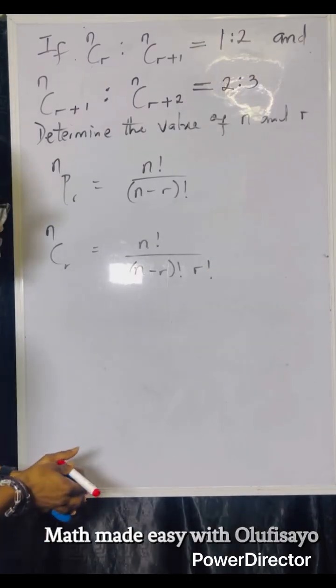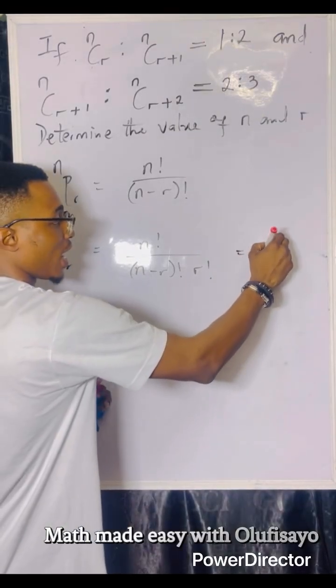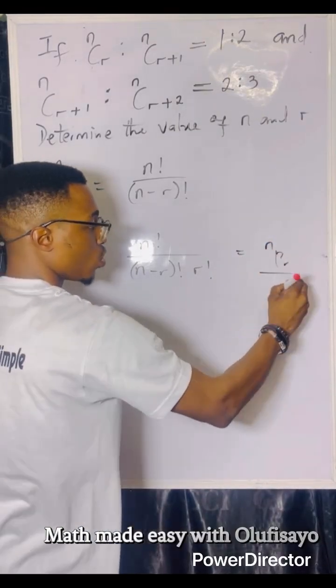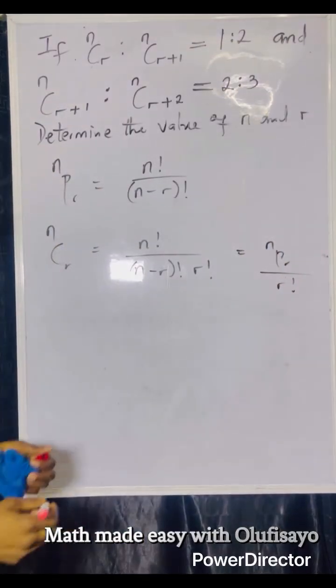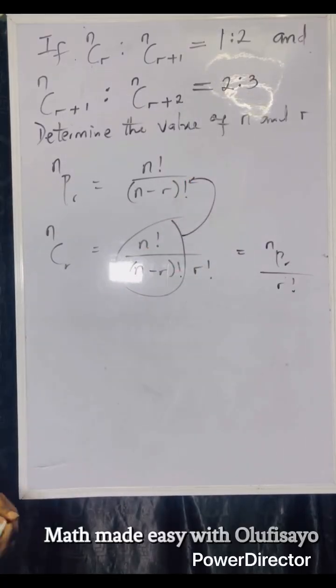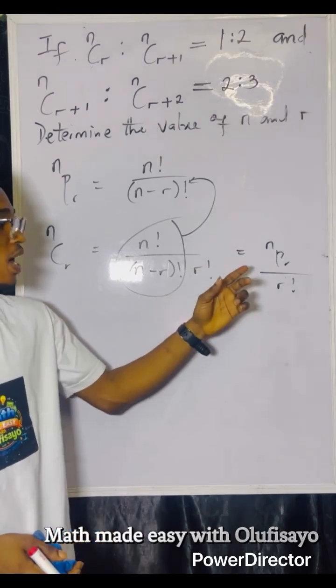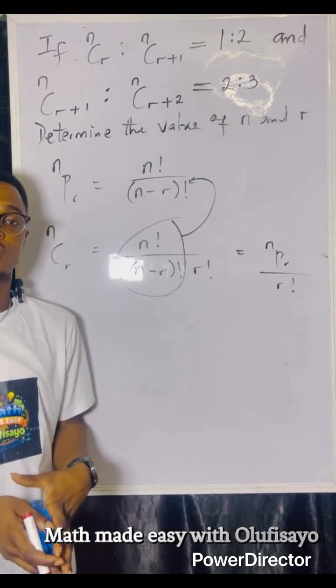We can also recall that combination has a formula nPr over r factorial, because whatever is here is the formula for permutation. So we can easily say combination is nPr over r factorial.